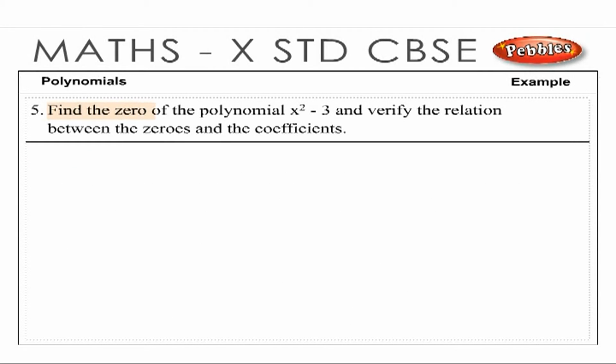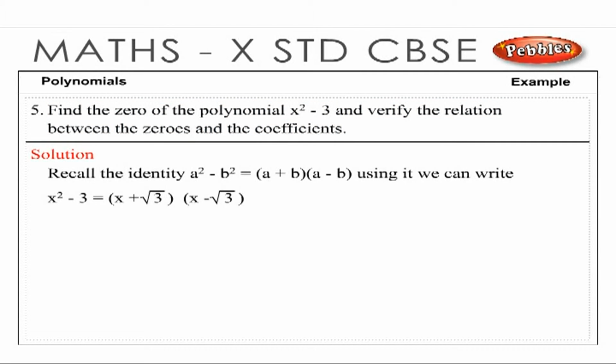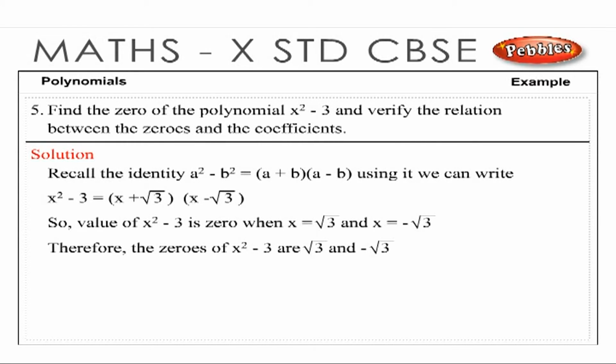Find the zeros of the polynomial x square minus 3 and verify the relation between the zeros and the coefficients. Solution: recall the identity a square minus b square is equal to (a plus b)(a minus b). Using it, we can write x square minus 3 is equal to (x plus root 3)(x minus root 3). So, the value of x square minus 3 is 0 when x is equal to root 3 and x is equal to minus root 3.